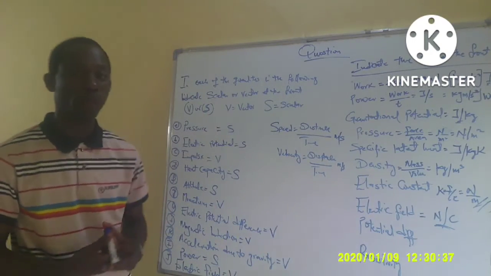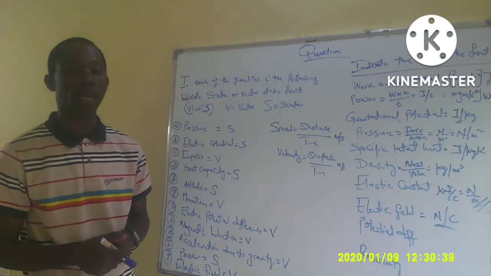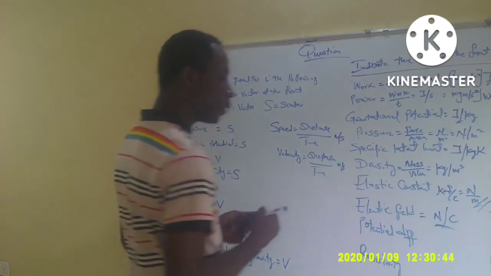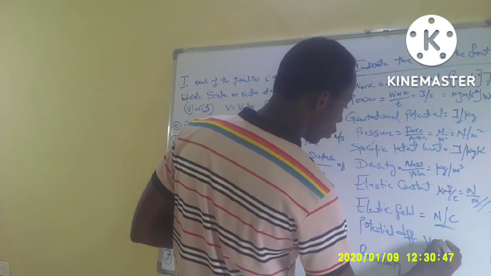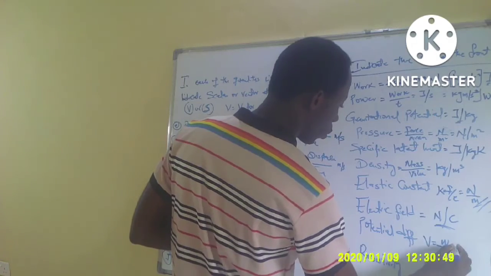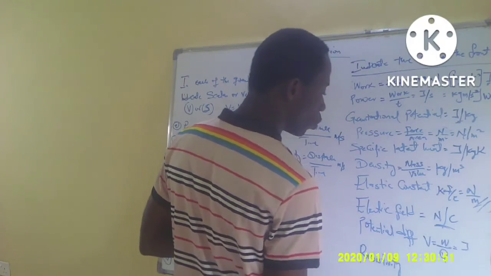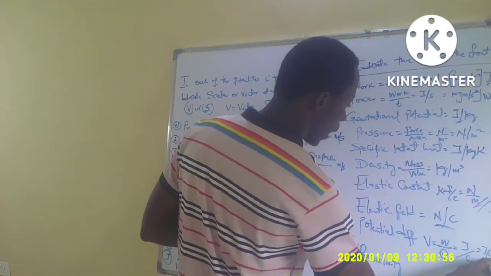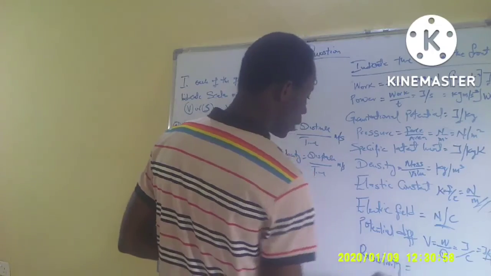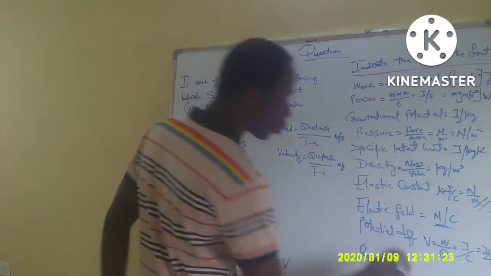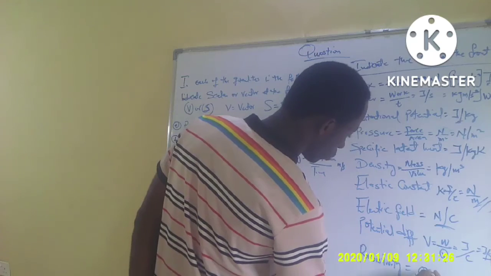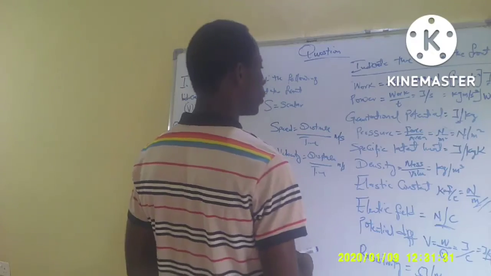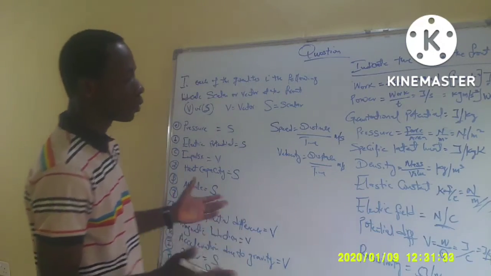Now potential difference. Potential difference is the work done when a coulomb of charge moves from one point to another in an electric circuit. So V is equal to work done W over Q. What is W? W is in joule, then coulomb. So we can say joule per coulomb. So that's the unit of potential difference. Then resistivity. Ohm meter.